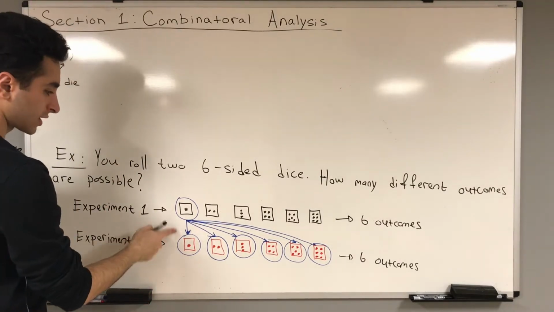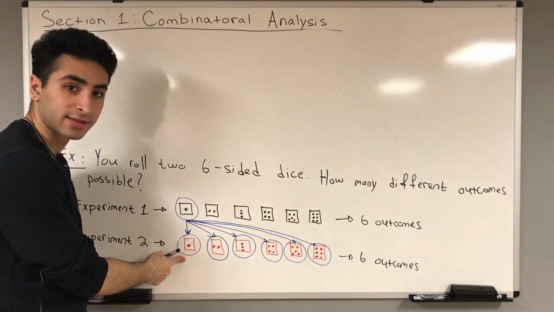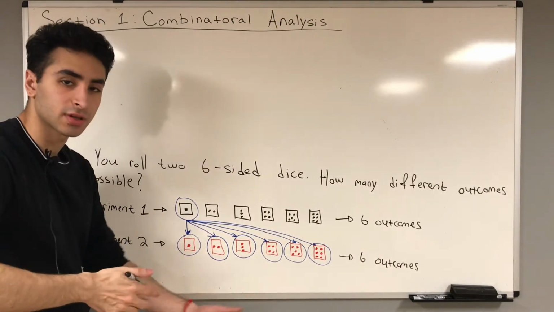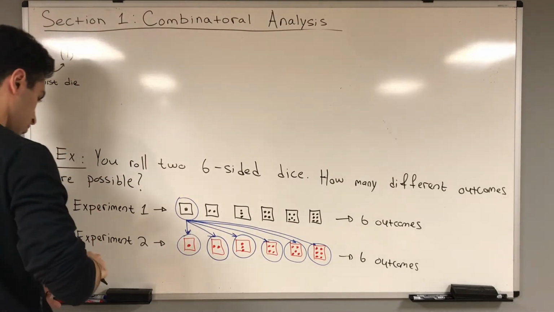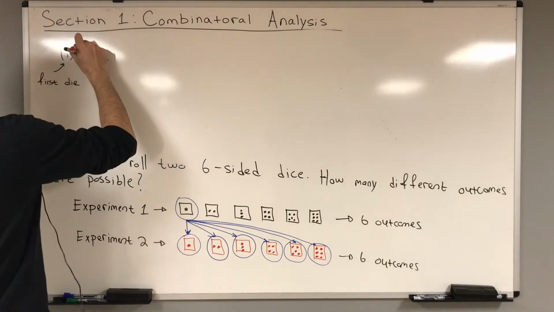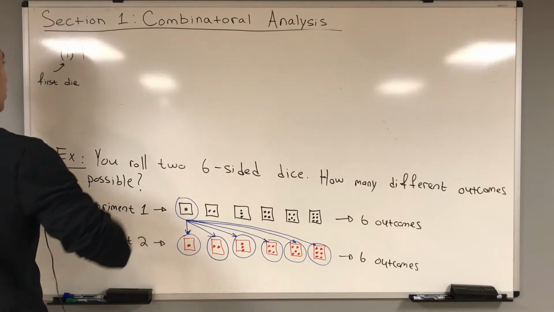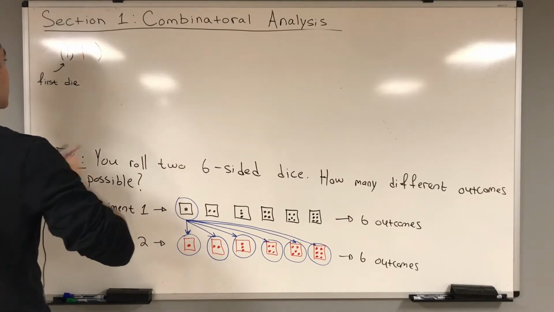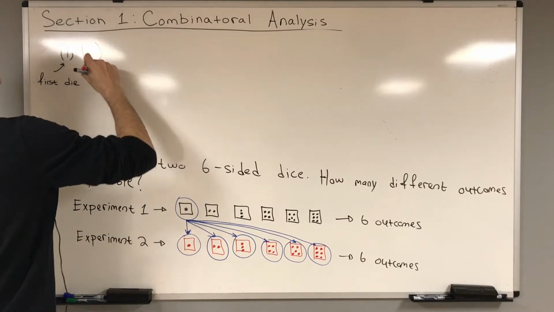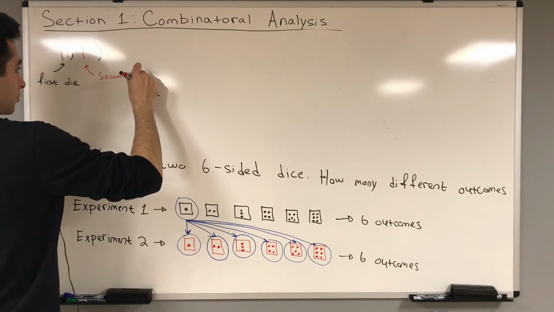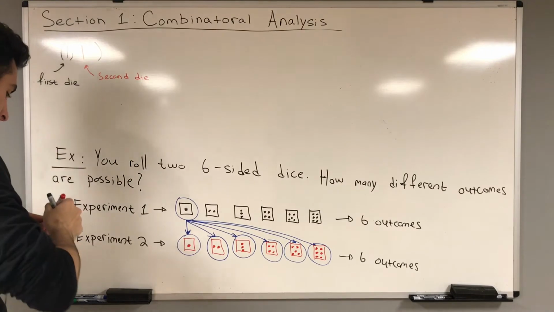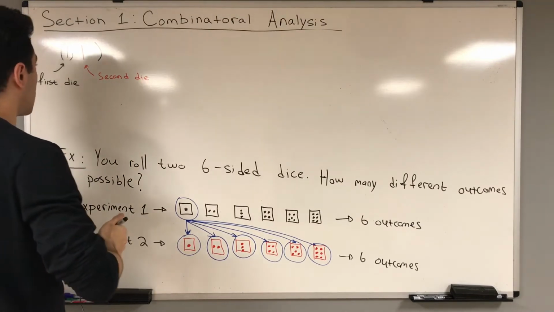And the first thing we had was a 1 on our second die, right? So we rolled the 1 on our first, and then we rolled the 1 on our second. Okay, so this 1 represents our second die outcome.